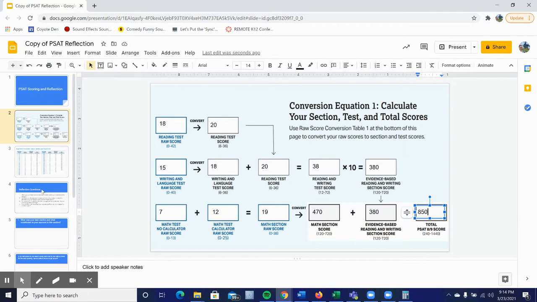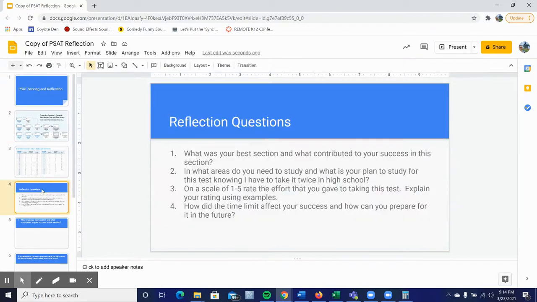Once we have completed the actual tallying of our score, we will come down to our reflection questions. You will answer our 4 reflection questions on the slides that follow. Reflection question 1: What was your best section and what contributed to your success in this section? Using our raw data from slide number 2, determine which of your 4 tests you had the highest percentage of answers correct, and that will be the section that you will reflect on for question number 1.